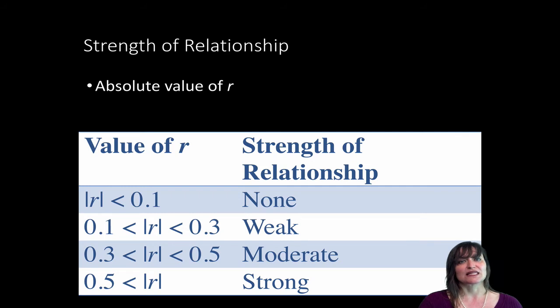The other piece of information that r gives us is the strength of the relationship. And we evaluate the strength of the relationship based on the absolute value of r. So if the absolute value of r is less than 0.1, there's no relationship. That's 0. If it's between about 0.1 and 0.3, we would call that a weak relationship. If it's between about 0.3 and about 0.5, we would call that a moderate relationship, and more than 0.5 is a very strong relationship. We get pretty excited in the social sciences about even quite weak relationships.